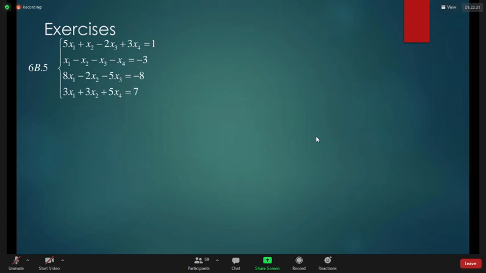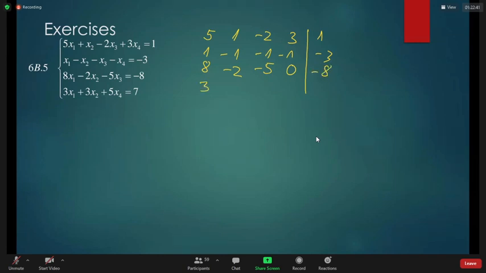And so, back to this last example. 5, 1, minus 2, 3, 1, 1, minus 1, minus 1, minus 1, minus 3, 8, minus 2, minus 5, and 0 instead of x4, minus 8, 3, 3, now 0 for x3, and 5 for x4, and 7. So paying attention to what is missing in the shorter equations. What is it that is missing?